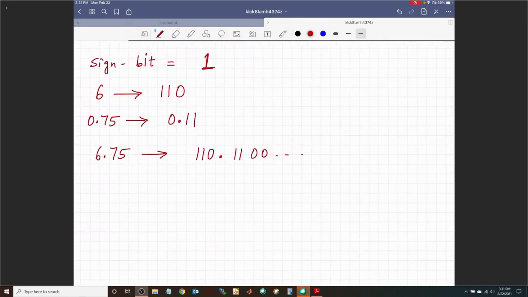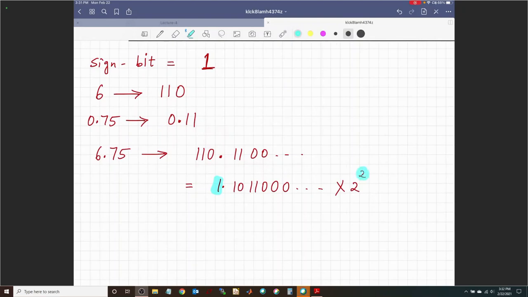Is this normalized? Not yet, right. So what do I need to do? I need to move the binary point 2 places to the left. In other words, I need to write this as 1.10110000 bunch of zeros multiplied by 2 raised to 2 because I moved it 2 places to the left. Now this is in the normalized form. I don't need to explicitly worry about this guy because it's always going to be 1.